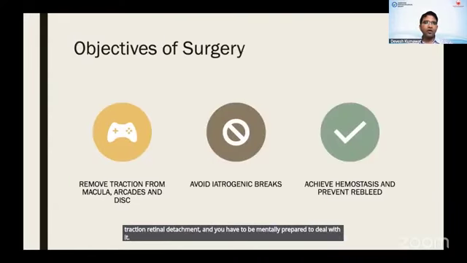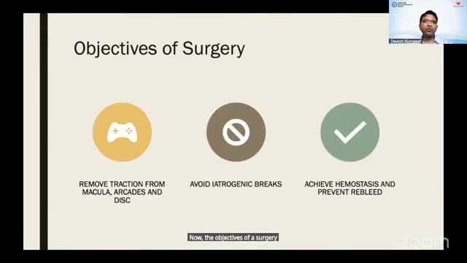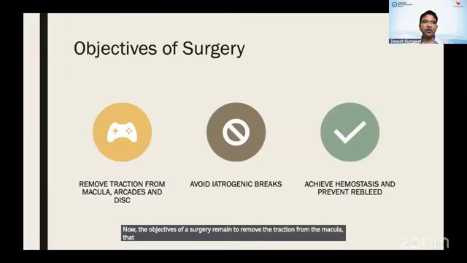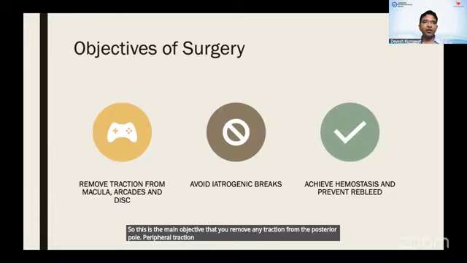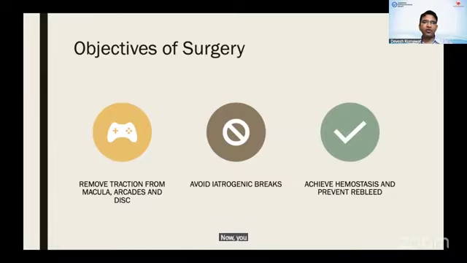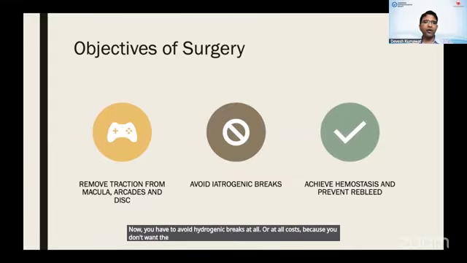Now, the objectives of a surgery remain to remove the traction from the macula, that is the primary objective, remove the traction from the arcades, that is the secondary, and then remove the traction from the disc. So the main objective is that you remove any traction from the posterior pole. Peripheral traction need not be completely removed. Now, you have to avoid iatrogenic breaks at all cost, because you don't want a rhegmatogenous retinal detachment to develop in these cases. And last, you have to achieve hemostasis during the surgery and prevent any rebleeds in the early post-operative as well as late post-operative period.